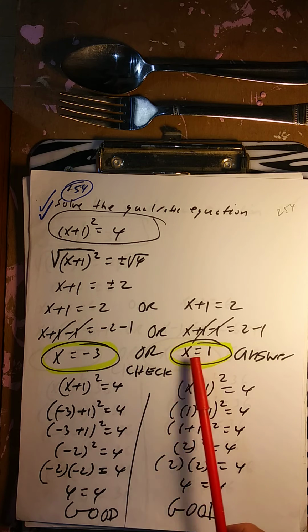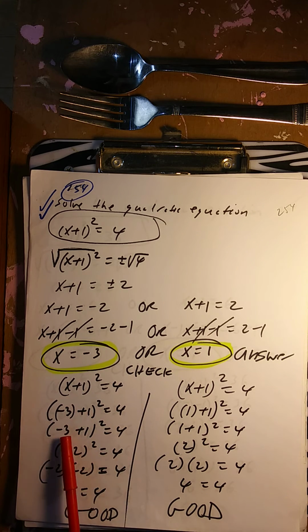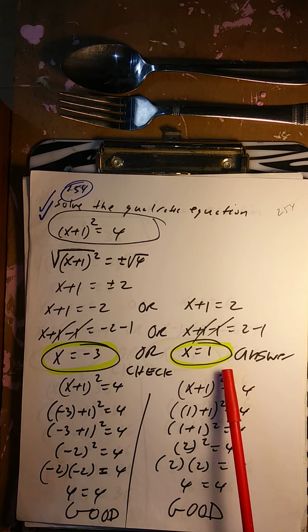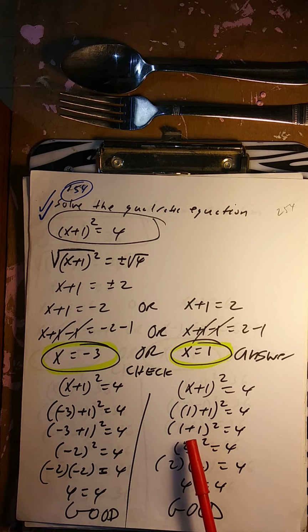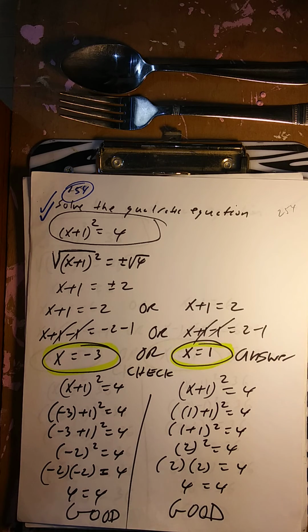Are these the answers? Check. Put the number in, the negative 3. Negative 3 plus 1 is going to be negative 2. Negative 2 times 2 is 4. Yep. This one, put a 1 in it. 1 and 1 is 2. 2 times 2 is 4. Yes. So the left side, the right side match. Yes. So it works.